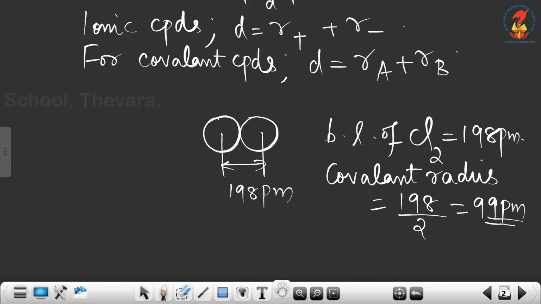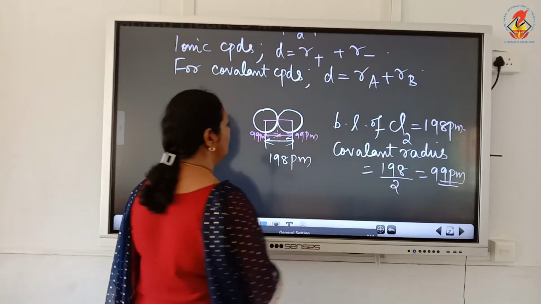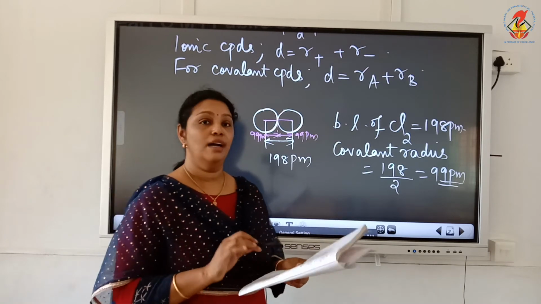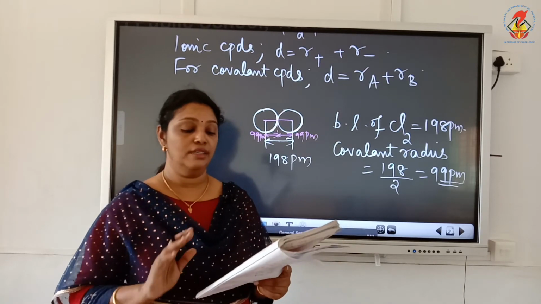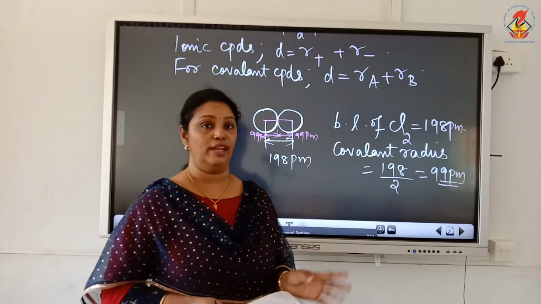So, how will you show the covalent radius here? The distance will be from the center of this nucleus to the bond, and this also from here to here. So, this is 99 picometer. This is also 99 picometer. So, the total will be the bond length, that is 198 picometer. So, covalent radius means it is half the distance between two similar atoms joined by a covalent bond.